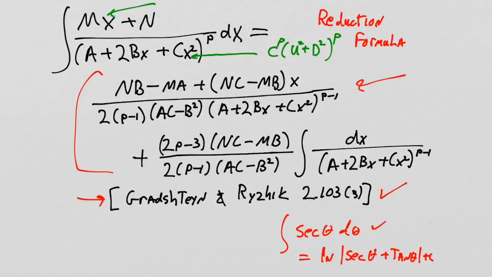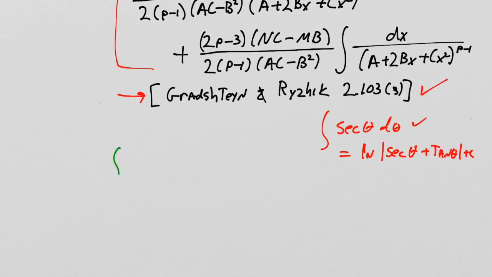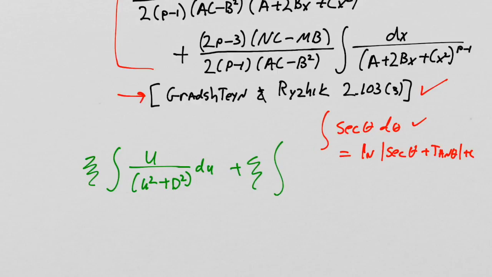And you're going to substitute also for the x up here. Once you've done that, this integral is now converted to something like this: there'll be some collection of constants out in front, and you'll have one integral with u over u squared plus d squared du, and then plus another integral with a bunch of constants out in front, which will be just du over u squared plus d squared to the power n. So you're going to end up with these two integrals, and they're different, right?